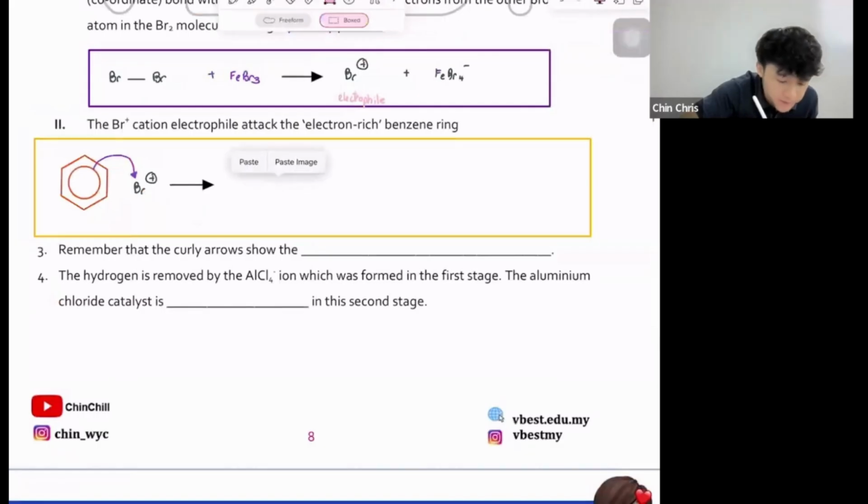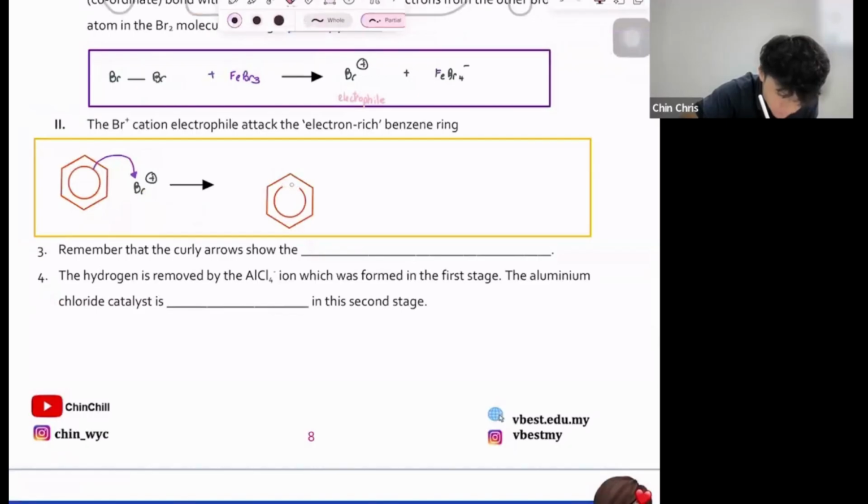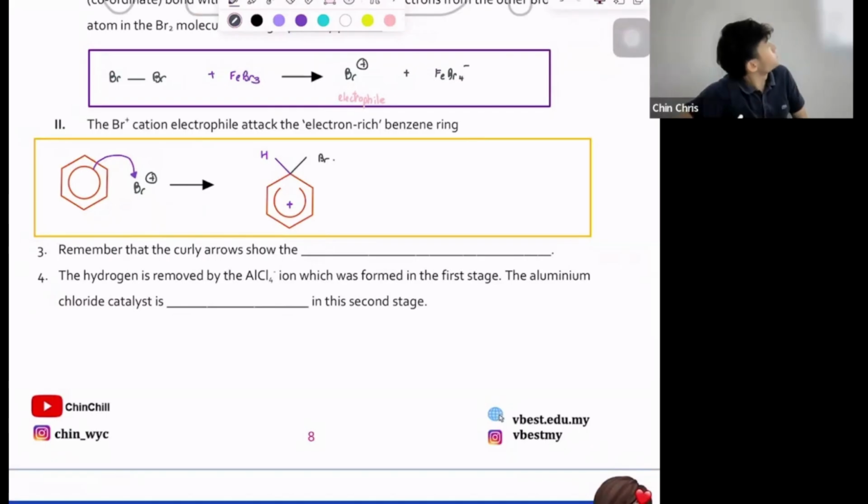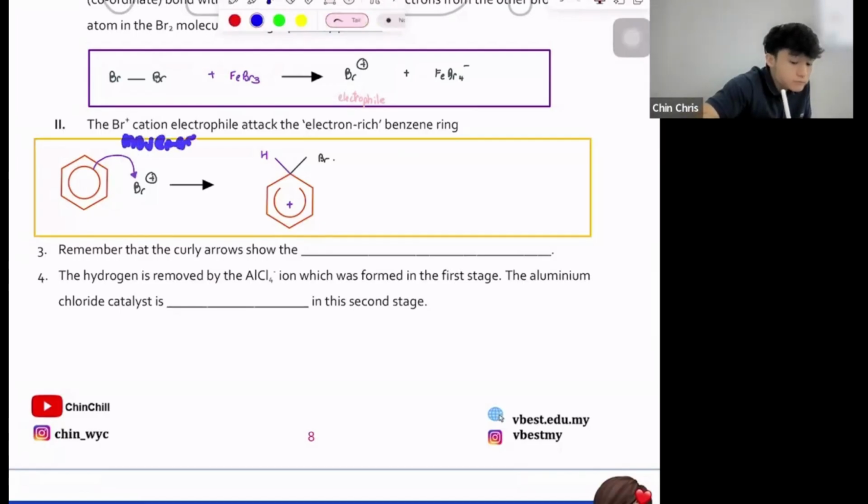When this happens, the ring will be broken partially. You get the plus here. And this time, you have an H and you have a Br. Always remember, the arrow goes from the ring to your electrophile, because the arrow represents the movement of electrons. So the electrons come from the ring towards the electrophile.